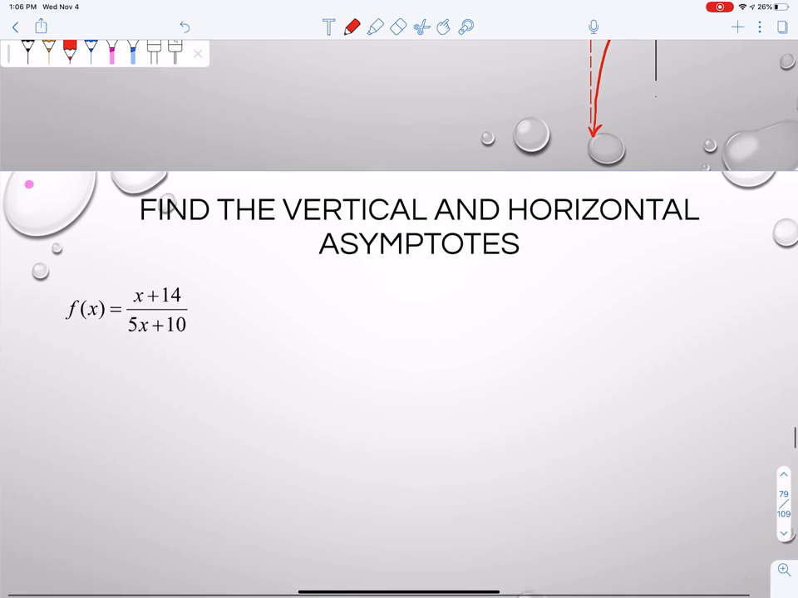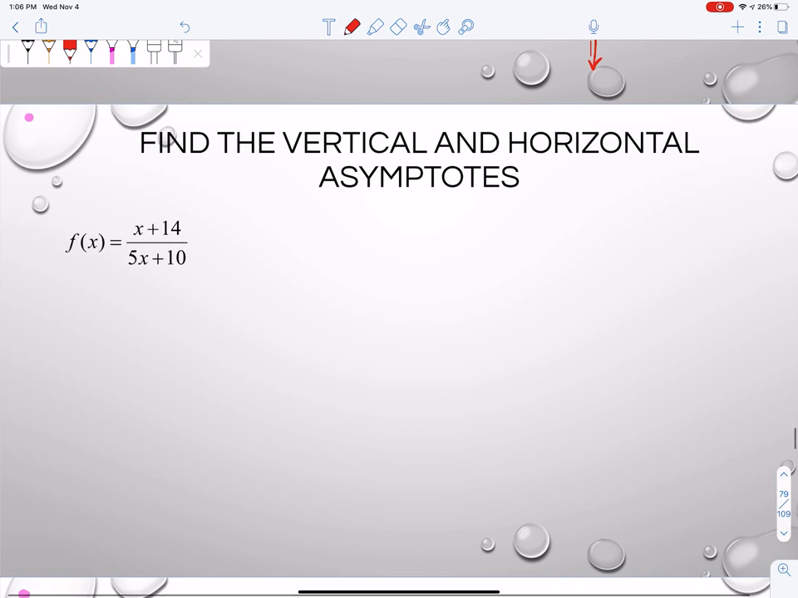Okay. So what I want to do here is just find the horizontal and the vertical asymptotes. My vertical asymptotes, again, are going to be solutions of my denominator. So 5x plus 10 cannot equal 0. If I solve this, we subtract the 10, so I get 5x equals negative 10. When I divide by 5, I get x cannot equal negative 2. All right, so I'm going to have a vertical asymptote at x equals negative 2.